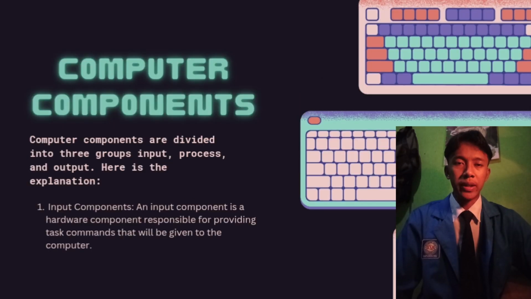Computer component. The components found in a computer are divided into 3 categories: input, process, and output. Here is the explanation for each. Number 1, input component. Input components are hardware pieces responsible for providing command or instruction that will be processed by the computer. Some example of input components are the keyboard, mouse, trackpad, stylus pen, scanner, and microphone.